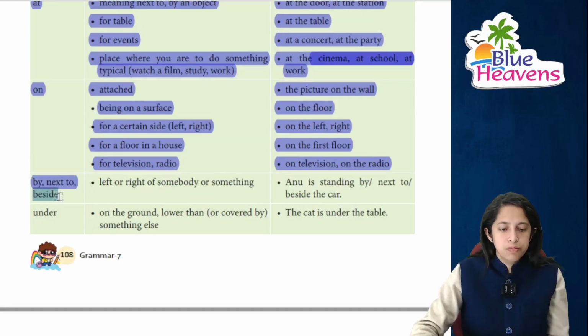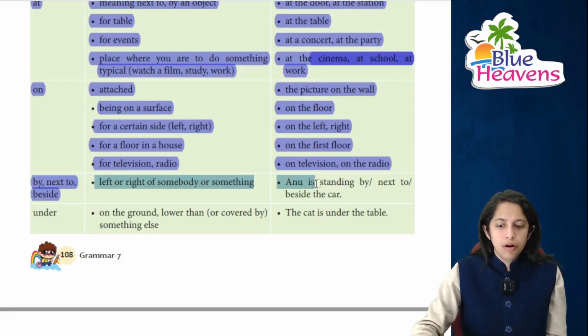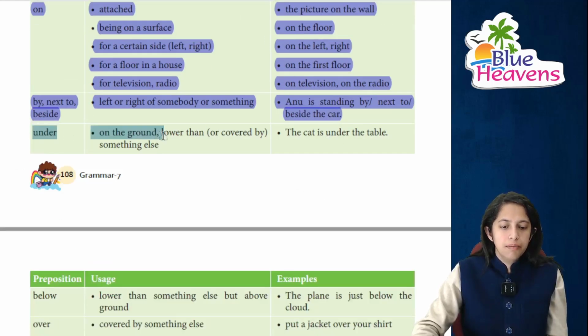By, next to, beside, left, right. Anu is standing by, or you can say next to, beside the car. Under में on the ground, lower than or covered by something else, and the cat is under the table.